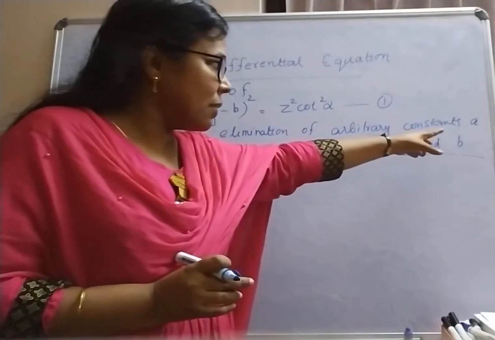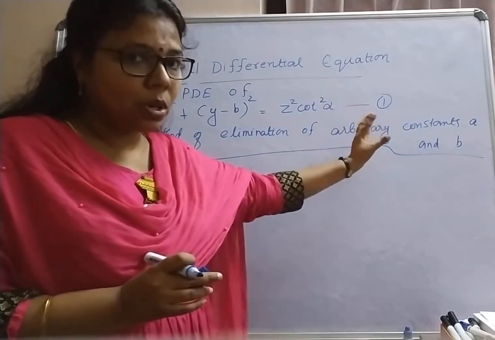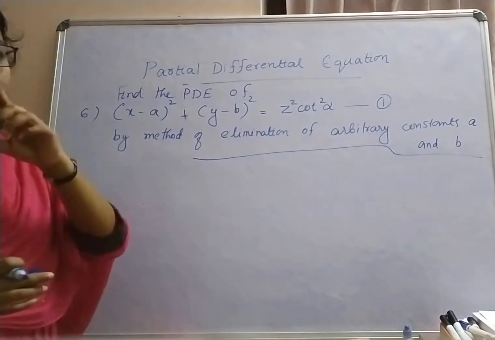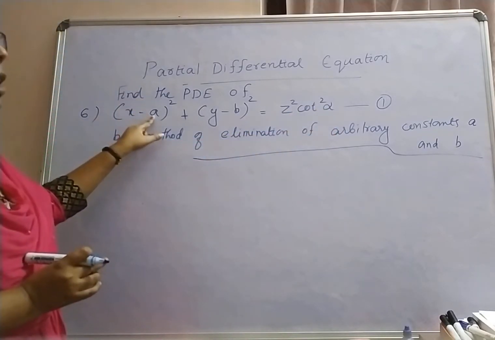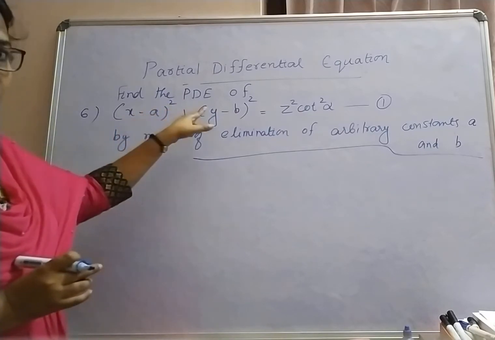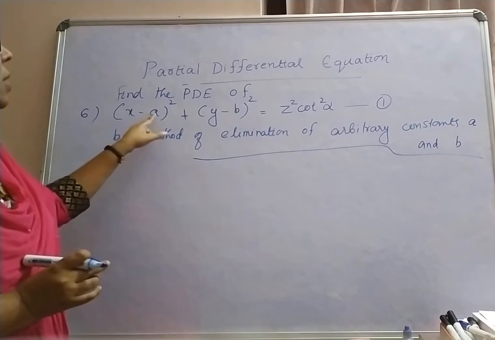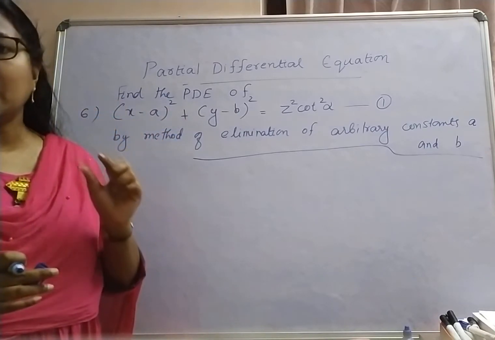In the question it is given as a and b are the only arbitrary constants. We have to eliminate only arbitrary constants. No need to eliminate the fixed constant alpha. Here the number of arbitrary constants are 2. Number of independent variables also 2. Therefore, number of arbitrary constants equal to number of independent variables. Therefore, we get a PDE of order 1.